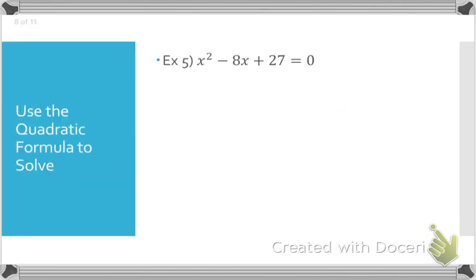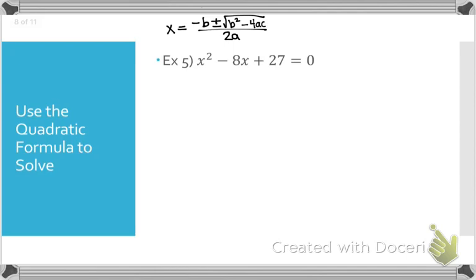All right, so we're going to use the quadratic formula to solve x squared minus 8x plus 27. Up at the top here, I'm going to rewrite our quadratic formula so that we remember what that is. So the opposite of b plus or minus the square root of b squared minus 4ac, all divided by 2a.